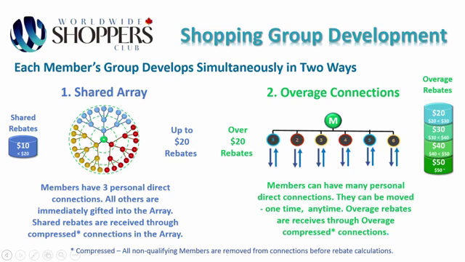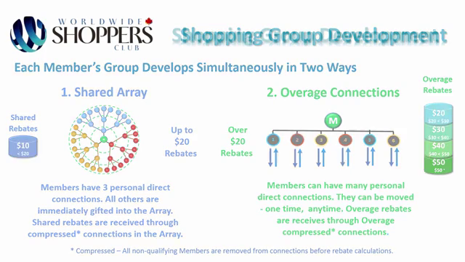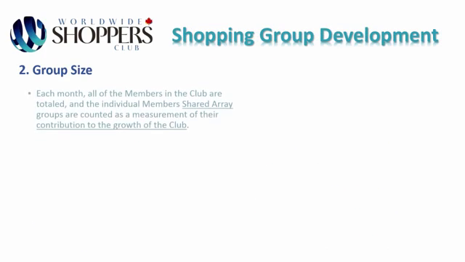That is basically a 3x3 structure as people fill in their shopping circles, and it uses the first subpool, which is anything under $20. And then we have the overage connections, where people can have as many connections as they want, and that uses all the overage subpools, which is anything over $20 in rebates. So to pull all this together for the residual rebate system, let's first talk about group size.